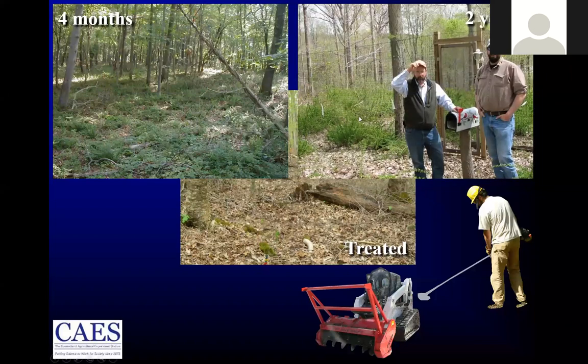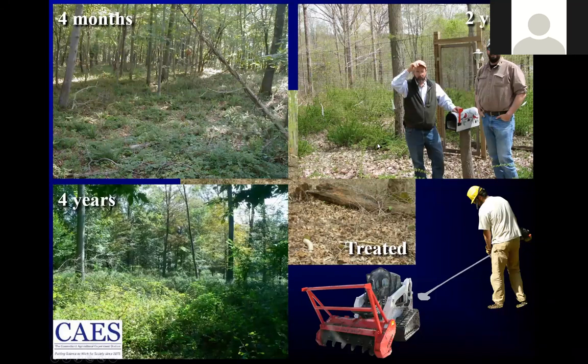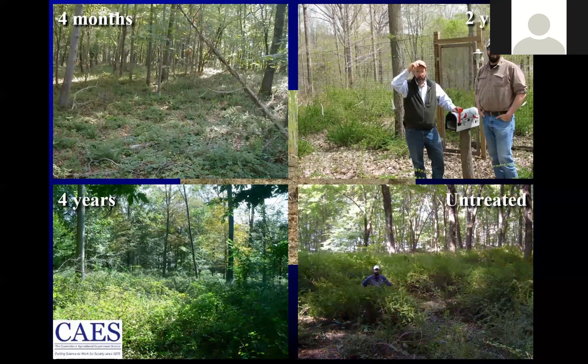2 years later, if you look in the background, you can see in this case it's barberry and some multiflora rose. It's now almost 2 feet high. 4 years later, you're back to another tangle of 3 to 4 foot high invasives all over. So again, these are areas where we just mowed the invasives and didn't do anything else. Now, what sort of regeneration?